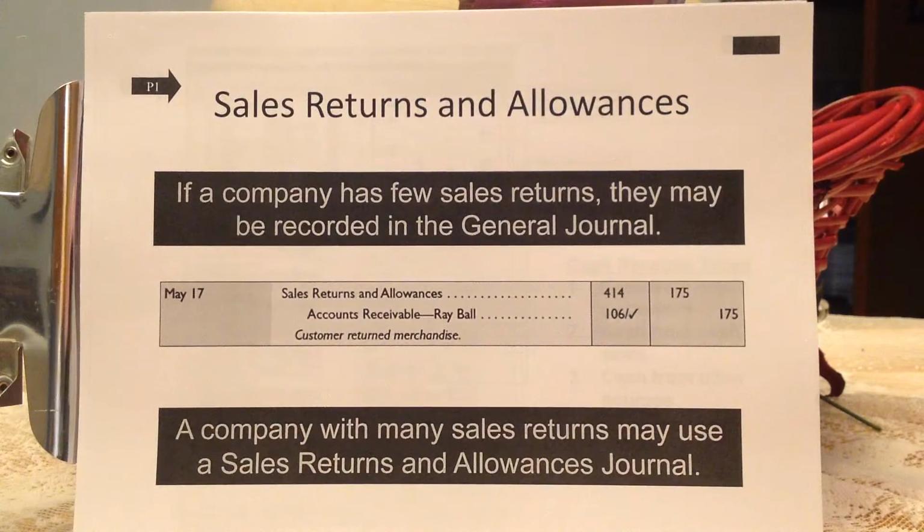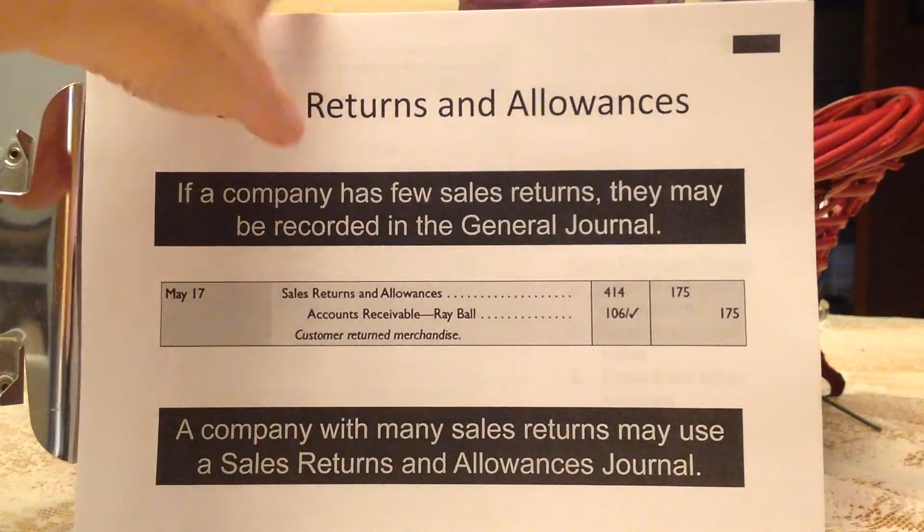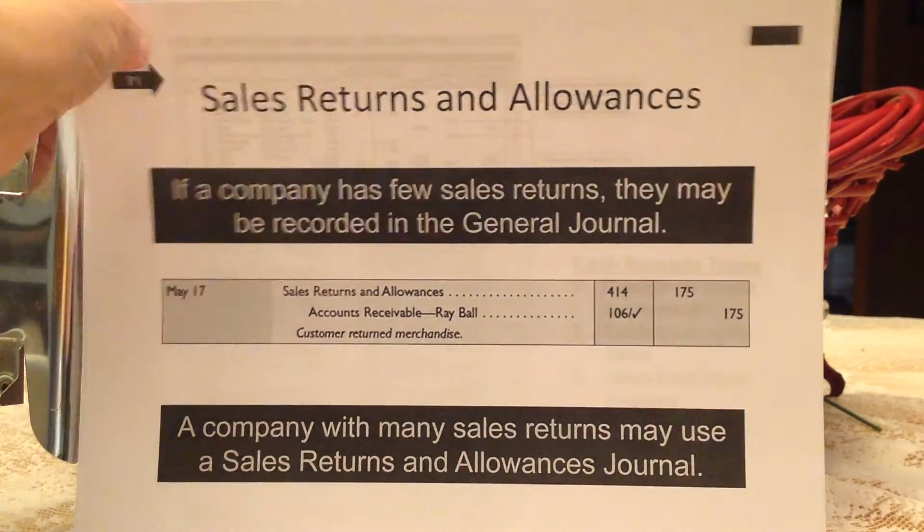Sales returns and allowances. If a company has a few sales returns, they may be recorded in the general journal. So there's your sales. That's just how we've been doing it in the past. So you just go to your general journal, make sure that you list the name in the accounts receivable, because that's also going to get posted in your subsidiary ledger, not just your accounts receivable control account. It's going to get listed in both. So you have to make sure you put the name in so you can track where it went. A company with many sales returns and allowances may use a separate sales returns and allowances journal. But typically, you're just going to run it through the general journal.